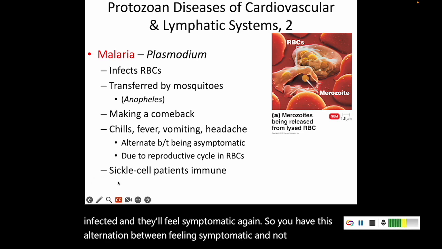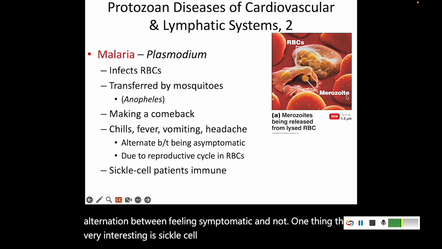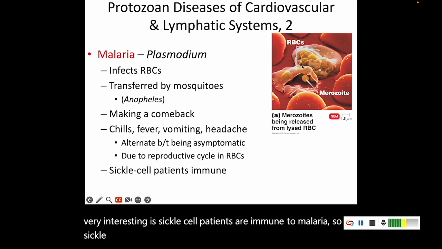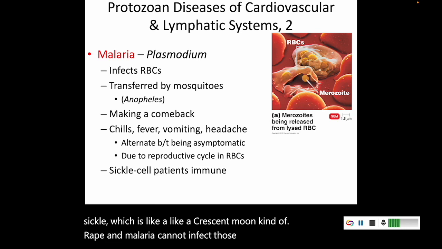One thing that's very interesting is sickle cell patients are immune to malaria. So sickle cell patients, their red blood cells will be more shaped like a sickle, which is like a crescent moon kind of shape. And malaria cannot infect those sickle cells, red blood cells.